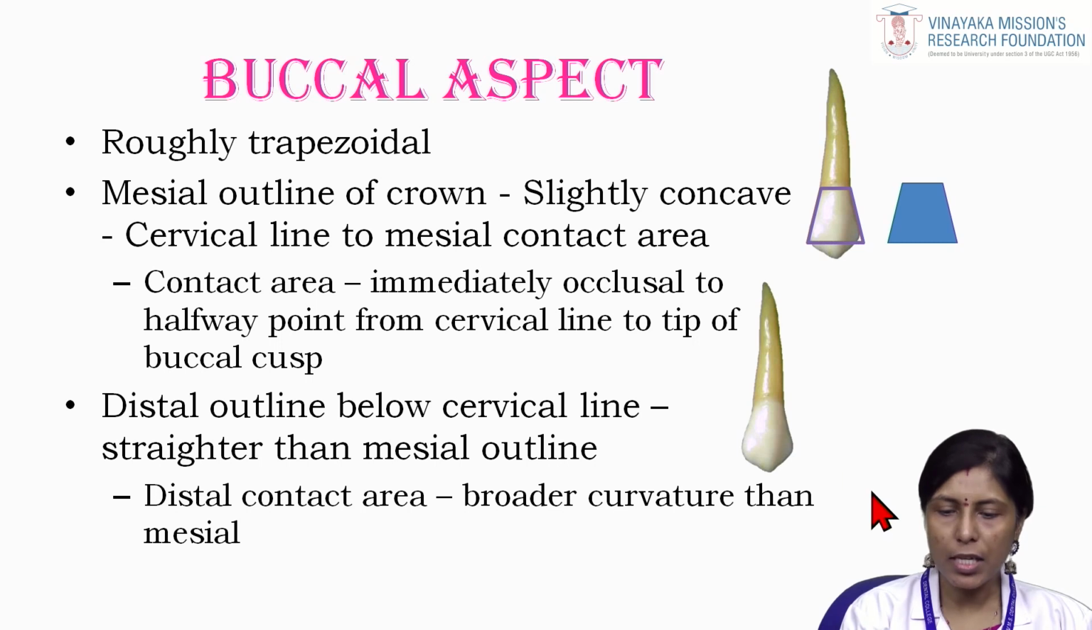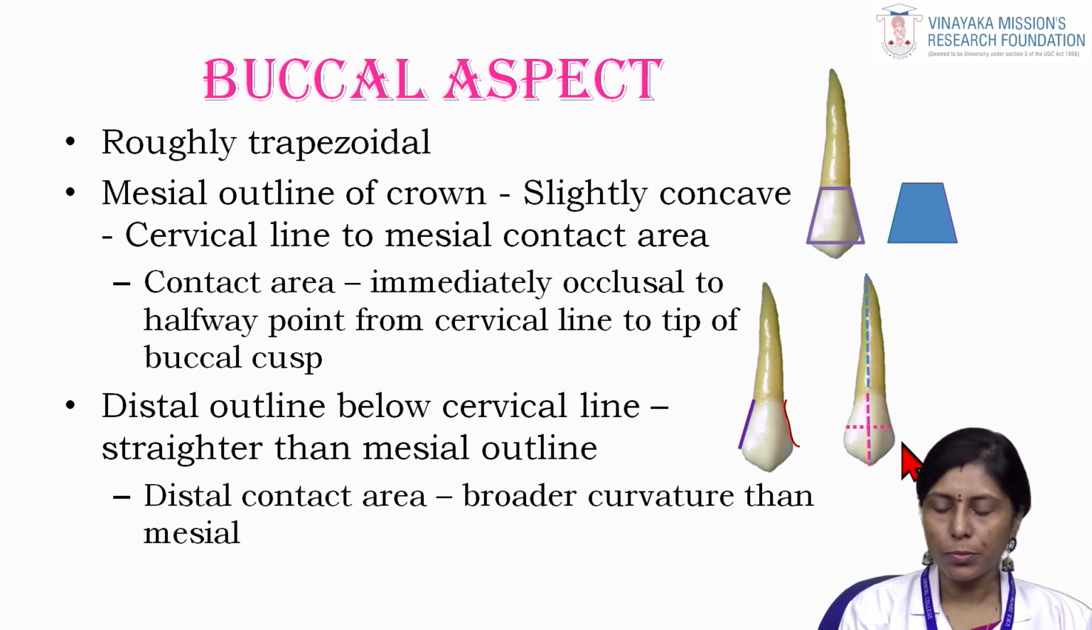Same way, if you can see in this picture, the mesial outline of the crown is slightly concave from the cervical line to the mesial contact area. It is going to be slightly concave, whereas the distal outline below the cervical line is almost straight. And the contact area, look at the next picture.